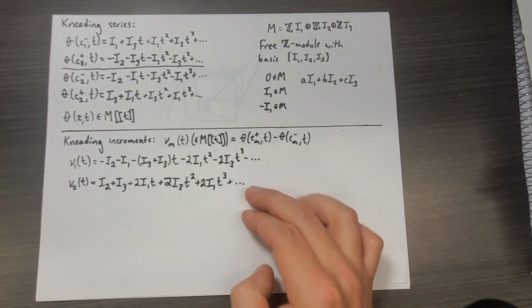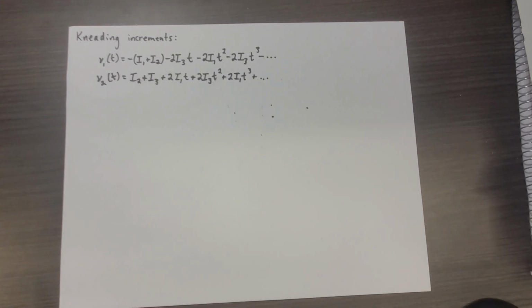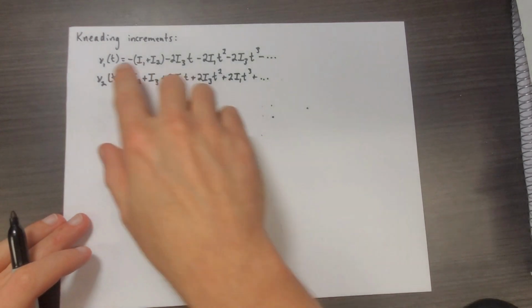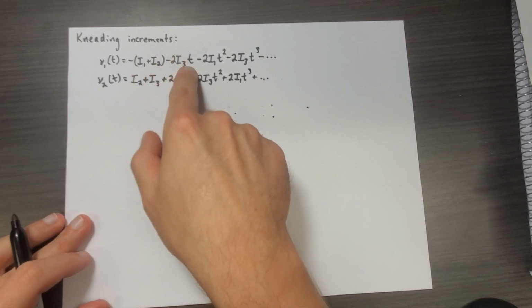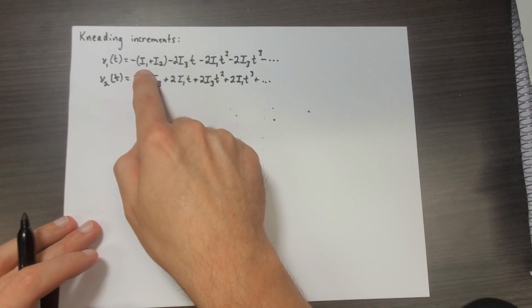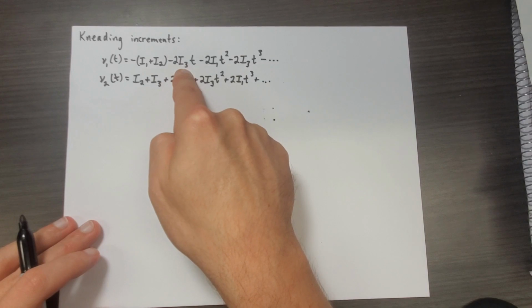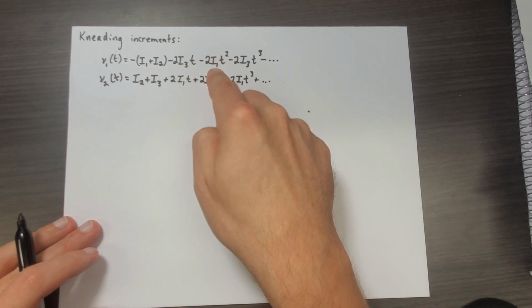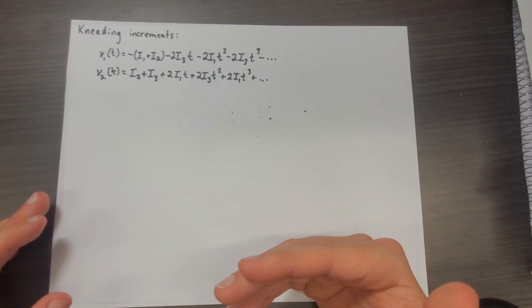So those are my 2 kneading increments, and I could simplify this one a little more if I wanted, but it's obvious how it's going to simplify, so I won't write it. Alright, I did decide to write it. It simplifies a little bit. So nu 1 t, you have your constants, which don't have t in them, here. So it's negative I1 plus I2. And then you've got minus 2 I3 for the next coefficient, and then minus 2 I1, minus 2 I3, and so on. And it just repeats negative 2 I1 and negative 2 I3 repeatedly.